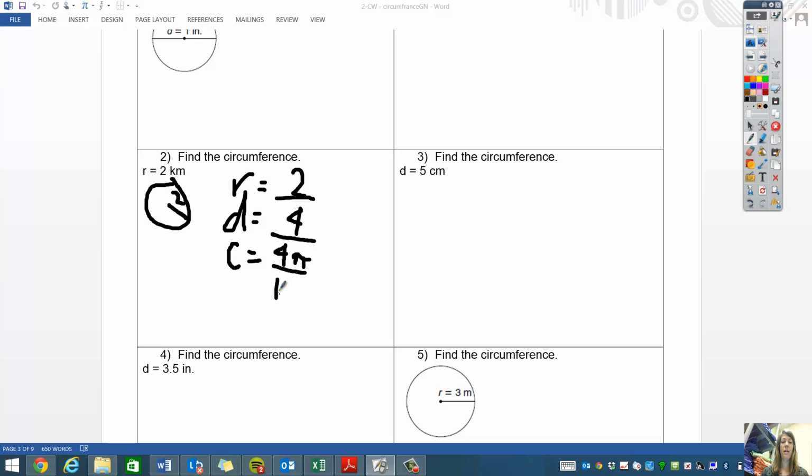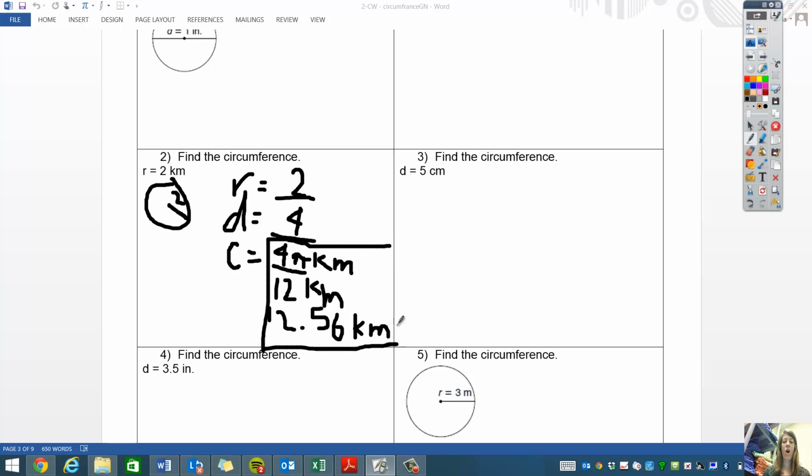4 times 3 is 12 kilometers as an approximation. 4 times 3.1400ths is 12 and 5600ths kilometers. It is perimeter, so it is not square kilometers. Any of these 3 answers, 4 pi, 12, 12 and 5600ths, are technically correct. On your exit ticket, what I'm grading today is one of these 2 answers, 12 or 12 and 5600ths.